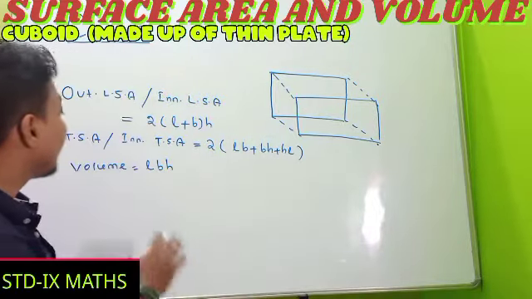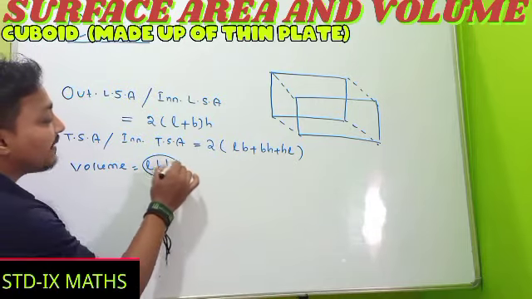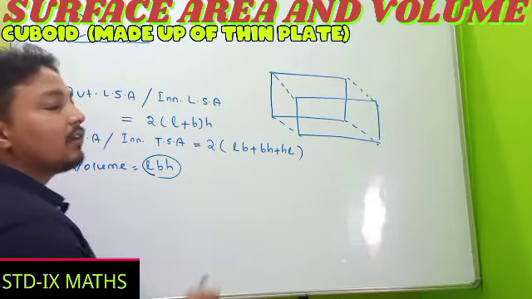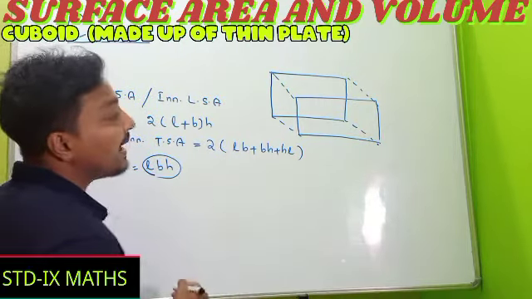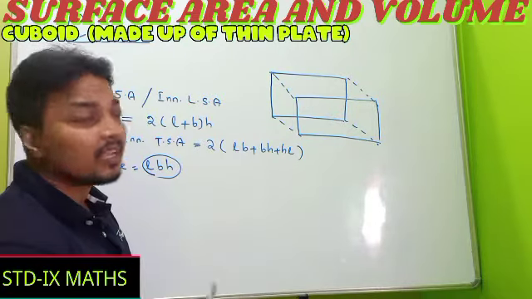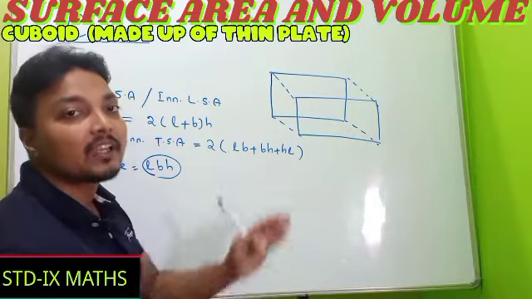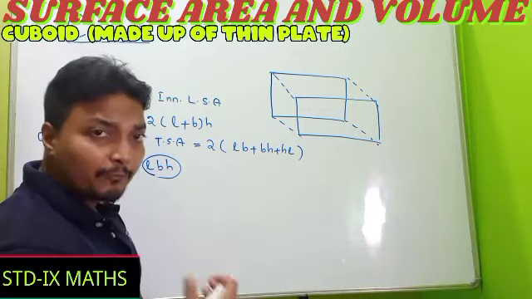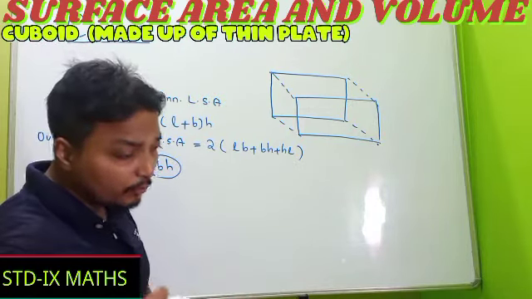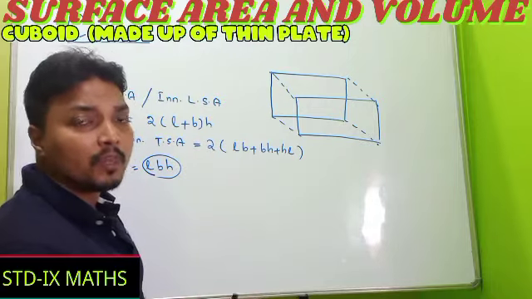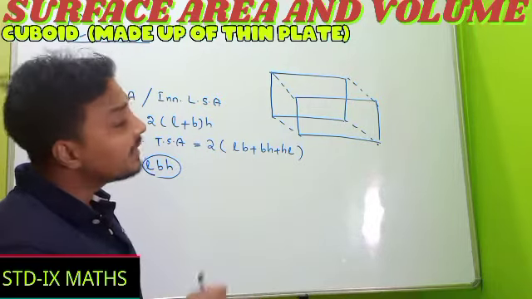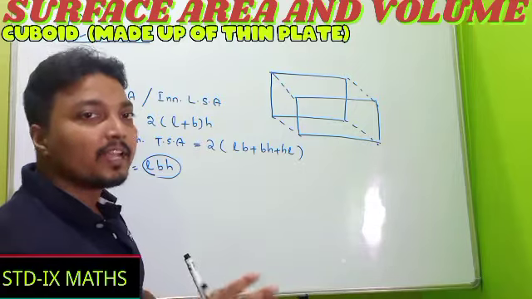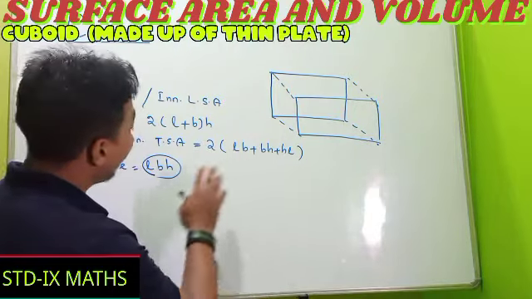So the volume formula is LBH. Whenever anyone asks you to find the capacity of the cuboid, capacity is like entering the room when we open the door. In the same way, capacity can be obtained whenever we find the volume.